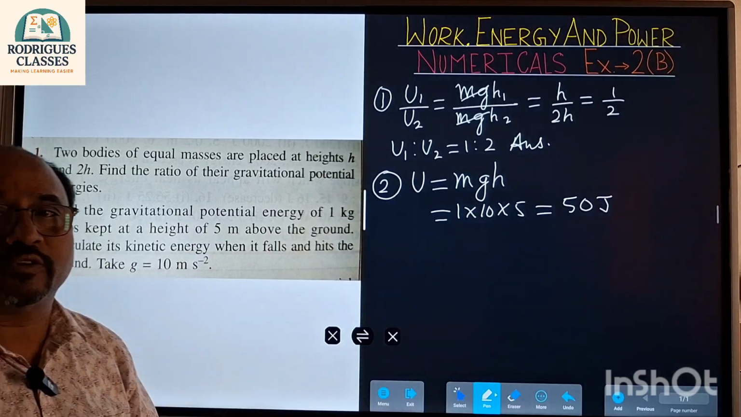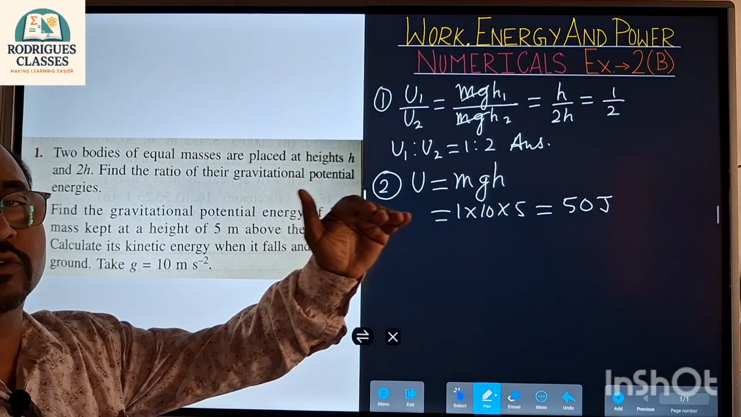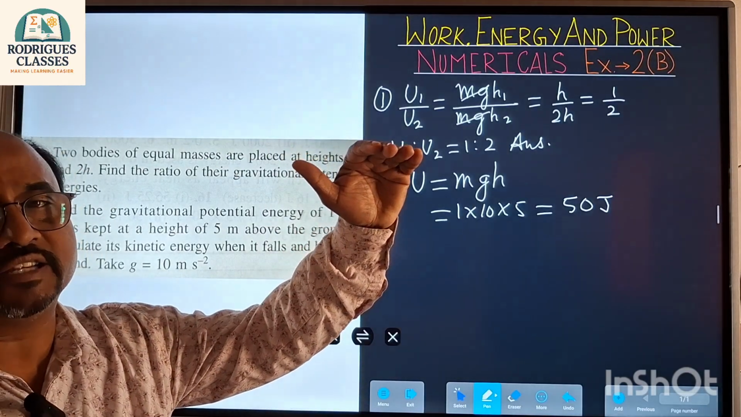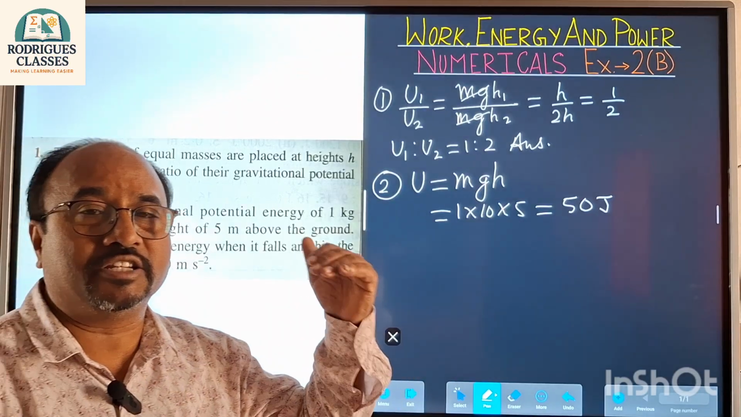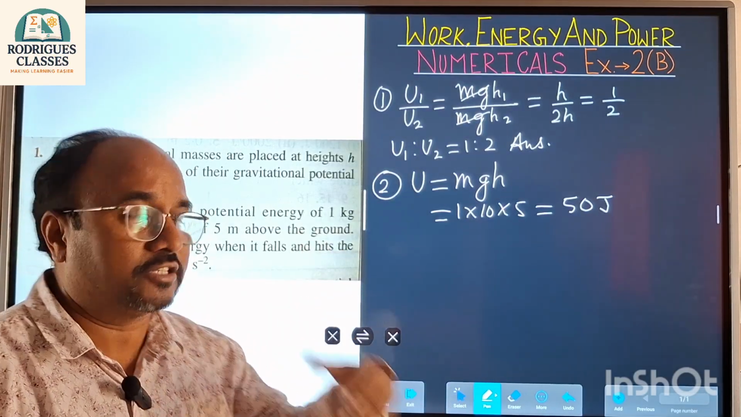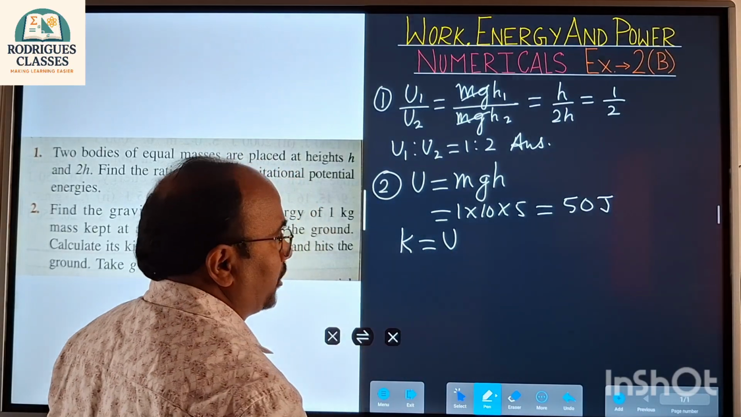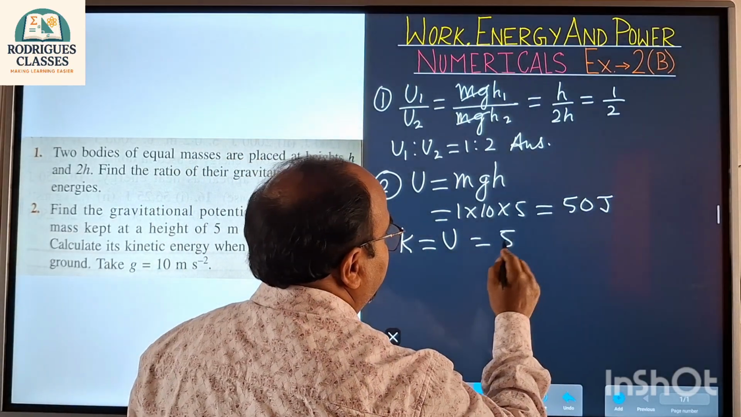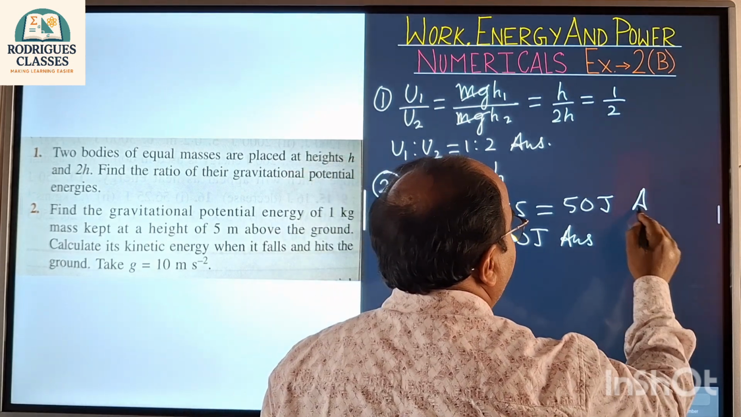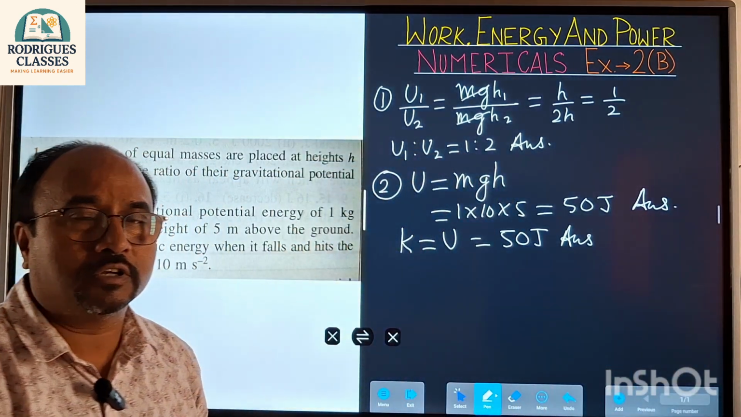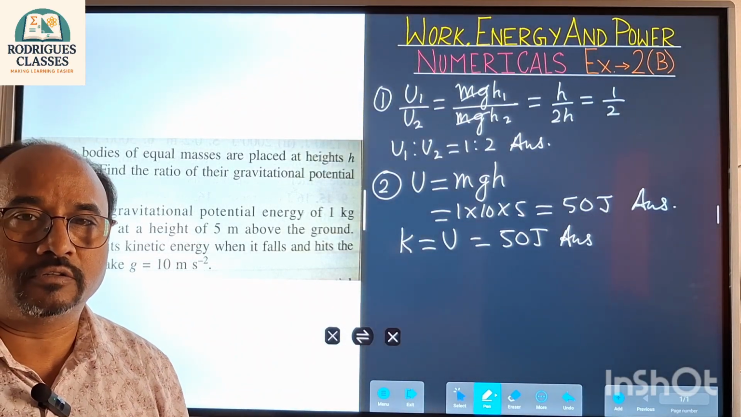Then it is told calculate its kinetic energy when it falls to the ground. You know, I told whatever is the potential energy at a given height, when it falls and hits the ground, the entire potential energy gets converted to kinetic energy. So we can write here kinetic energy equals to potential energy, and here it becomes 50 joule. This is your answer for the second part. This was your answer for the first part. I hope these two simple numericals have been understood.